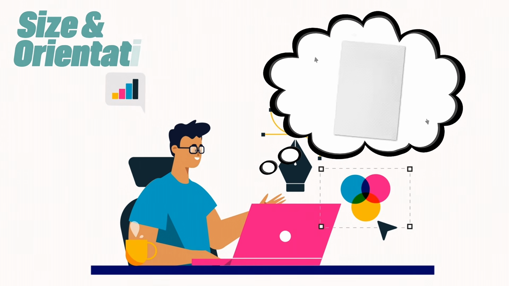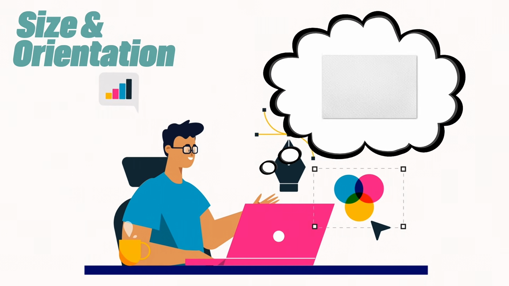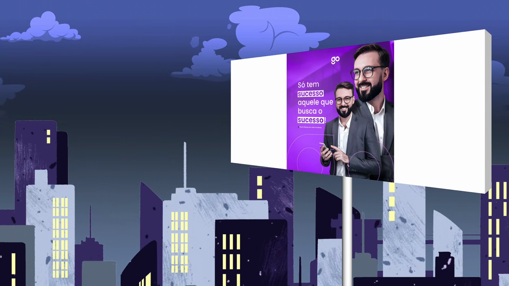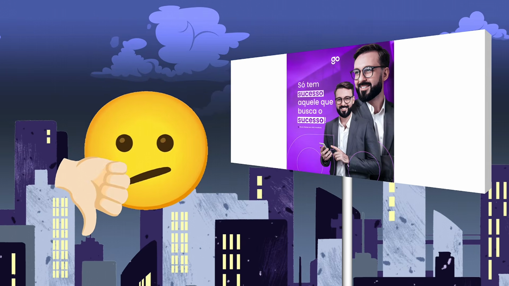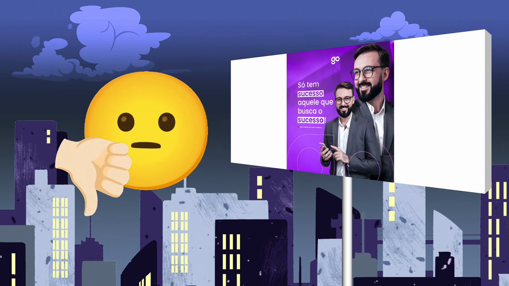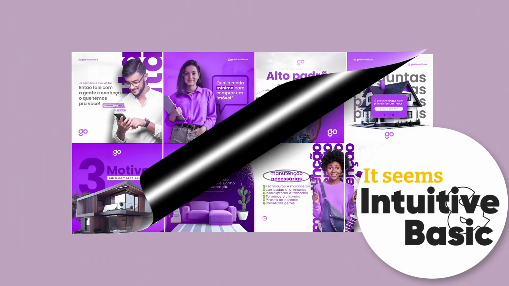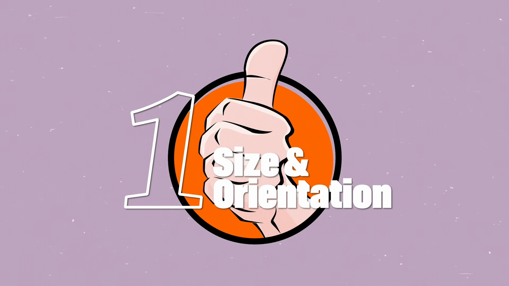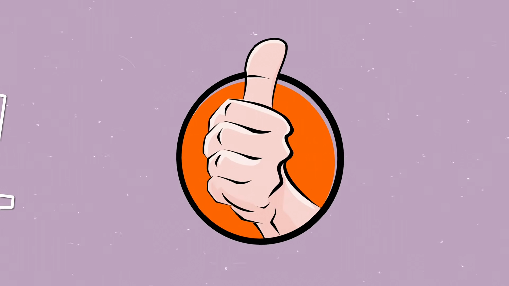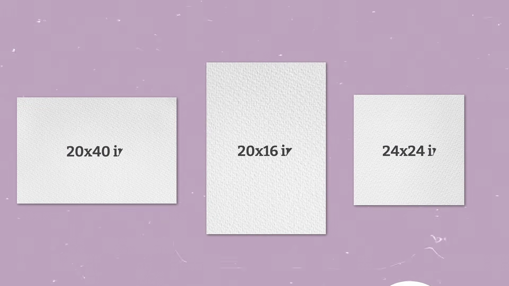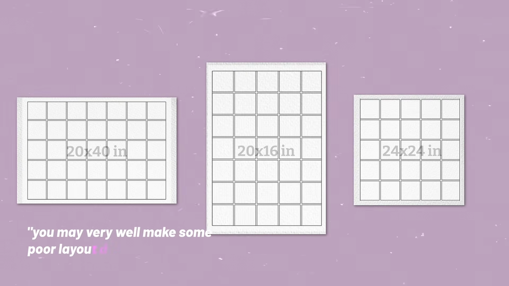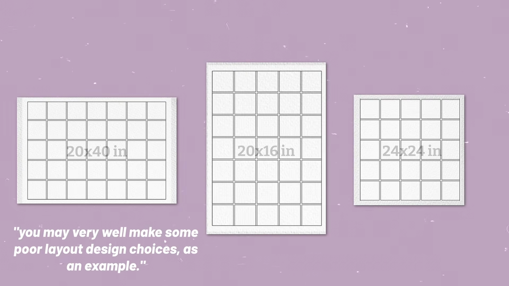size and orientation. If the designer here was told by the client that the designs were for a wide banner as opposed to square, their design choices and composition would be very different to how they are now. It seems intuitive and it seems basic, but the more you consider the first step when designing, the better your designs will become. On the flip side of that, without fully understanding and considering the dimensions of your canvas, you may very well make some poor layout design choices as an example.